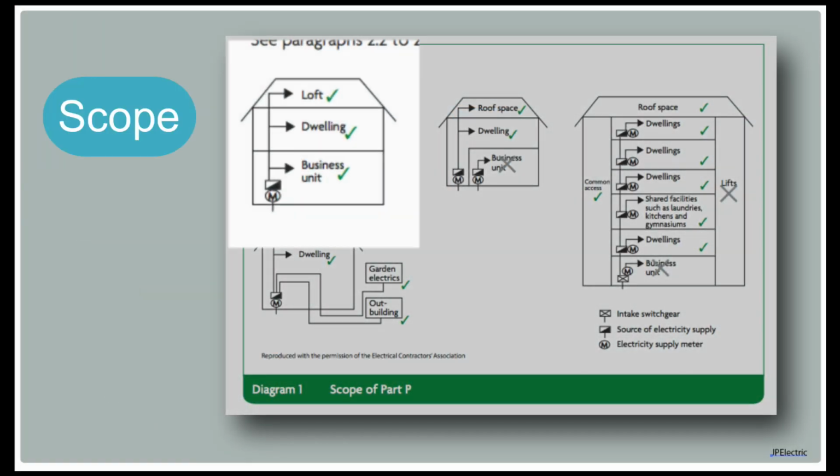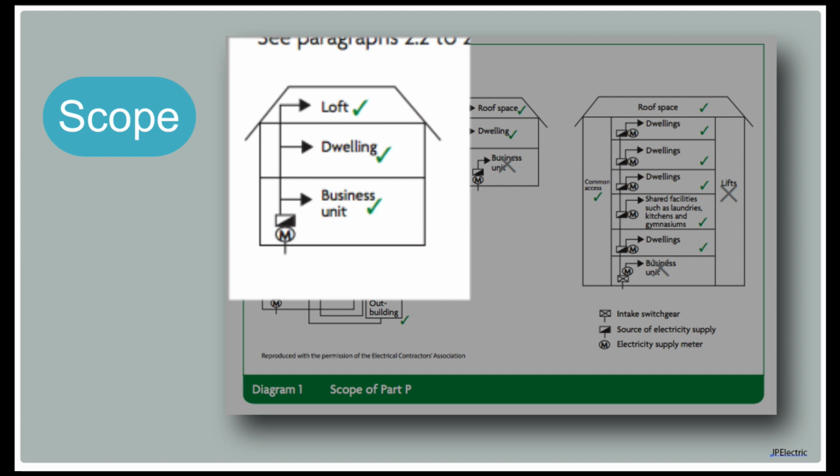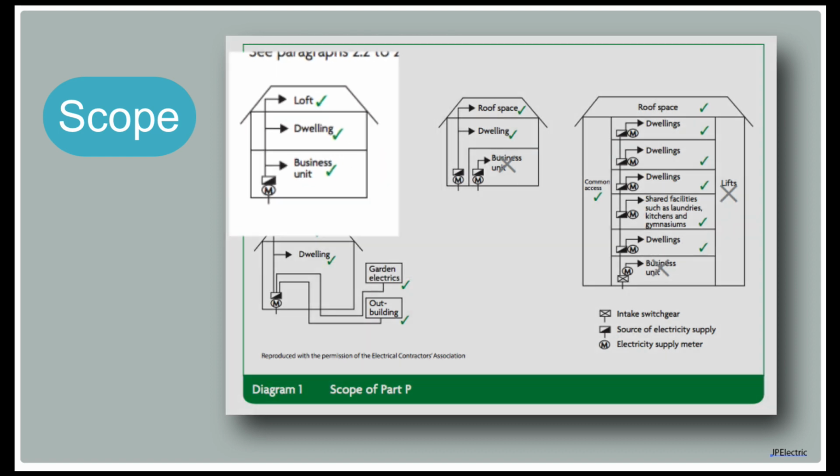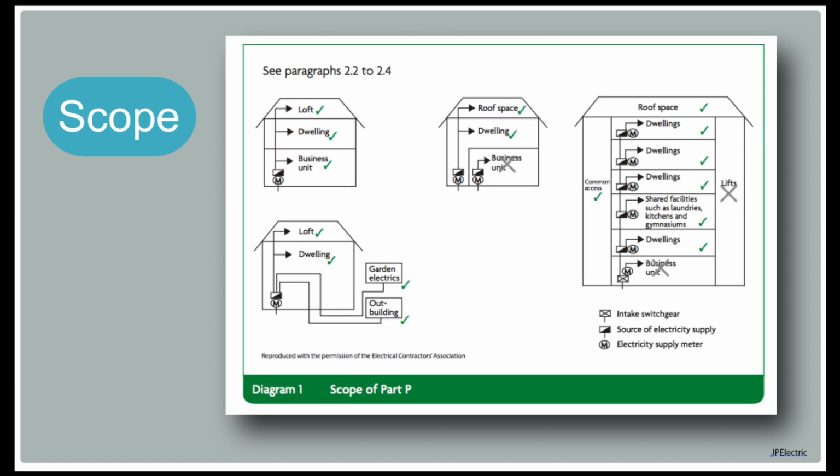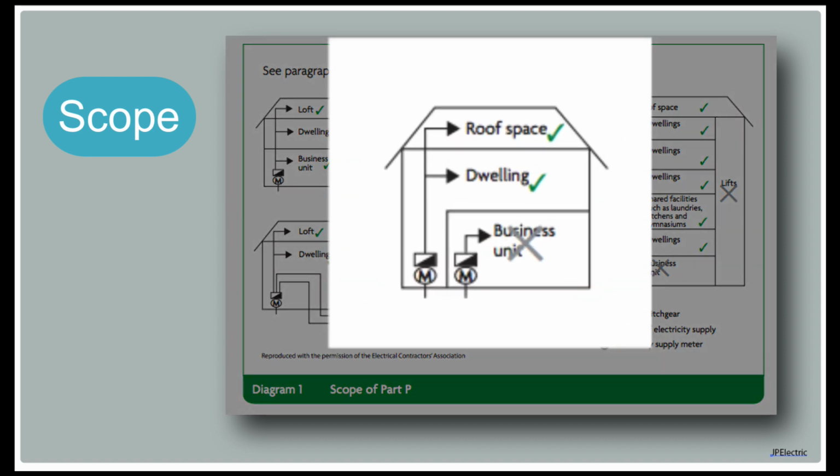So, if you have a shop underneath the dwelling, and that shop is powered, metered from the same supply as the dwelling, then that business will come under the scope of Part P. Now, if that business is on its own separate meter, the business is not under the scope of Part P, but obviously the dwelling still is.